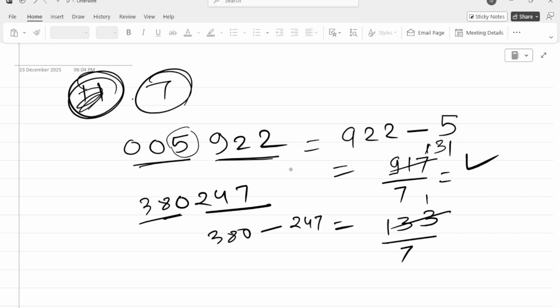7 ones are 7, and 7 times 19 is 133. So 7 nines are 63. That is completely divisible by 7. You can try it to verify that it is completely divisible by 7. Now let's move to the next slide.